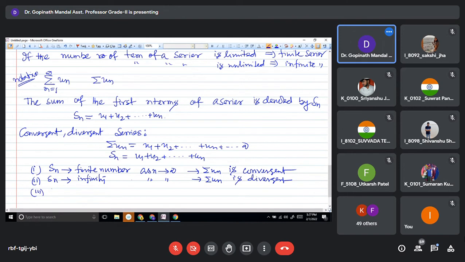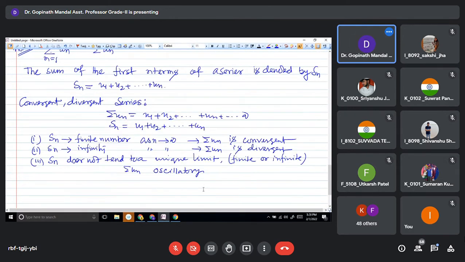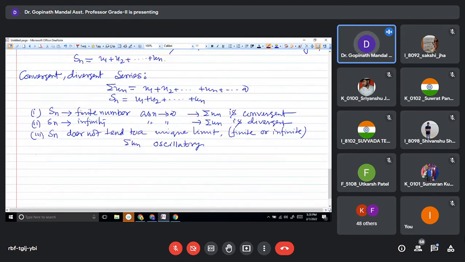And the third one is, if Sn does not tend to a unique limit, say the limit may be finite or infinite, then the series will be called an oscillatory series. Now, properties of infinite series.